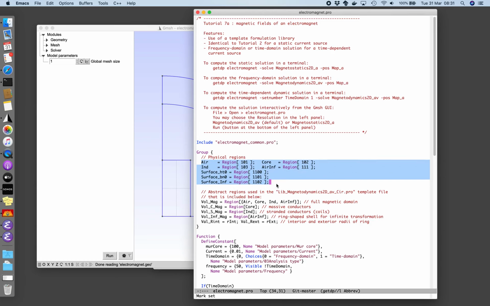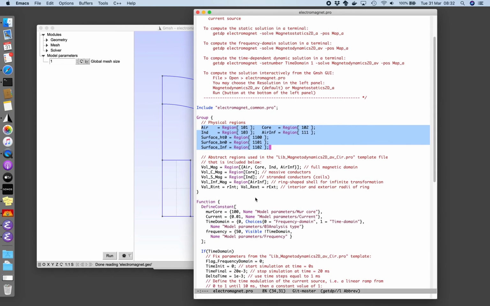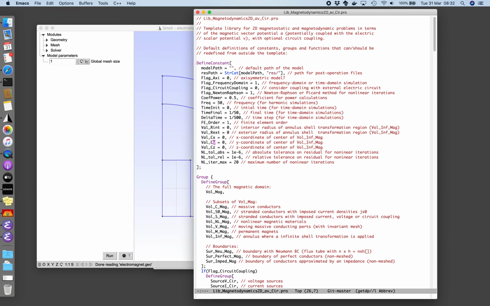And now look at the way this template is defined. We basically fill the abstract regions that are defined in the template. So what are these regions? Let's go back to the template and have a look at what we need. We need the full magnetic domain, and then we can define some subsets. Some can be empty. Over here we're going to have what? Clearly the core. We're going to assume that it's a conductor. So vol C, we need to fill it. Stranded conductors with imposed current voltages, circuit coupling. Okay, vol S, we need to fill that. We have no magnets, but we have an infinite region. Okay, so we're going to fill these regions.